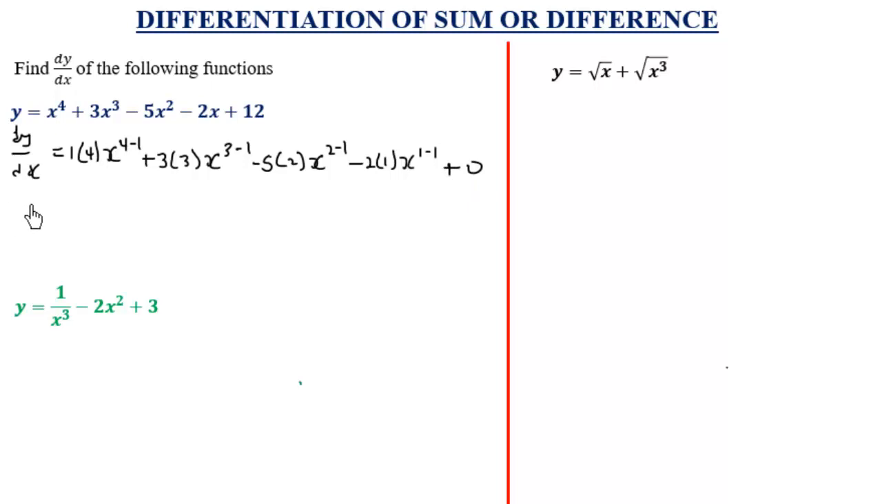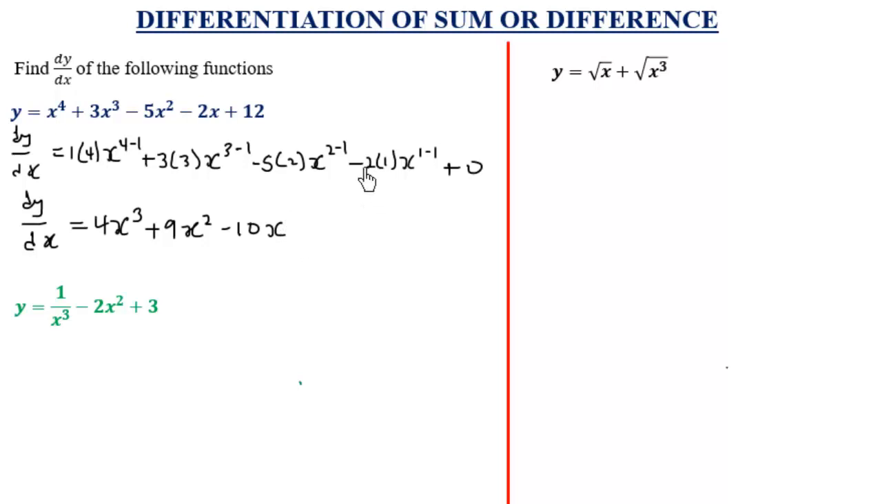So we go ahead to write out dy/dx. dy/dx is going to be, now 1 times 4 gives us 4. x to the power 4 minus 1 gives us x to the power 3. 3 times 3 gives us 9. You write your x. Now 3 minus 1 gives us 2. Now negative 5 times 2 gives us negative 10. You bring your x. Now 2 minus 1 is 1. But as I told you, when it is 1, we don't write it. But know that there's a 1 there.